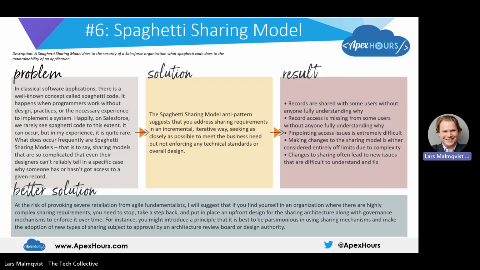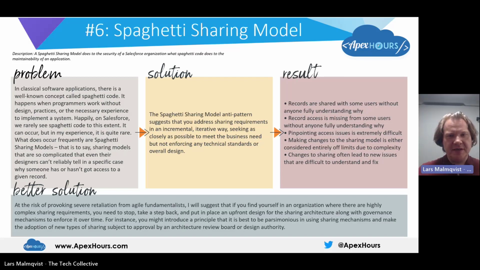That brings us to anti-pattern number 6, spaghetti sharing model. That is the first anti-pattern we've had which is unique to Salesforce. And it's an anti-pattern that emerges when your sharing model becomes overly complex and difficult to manage.